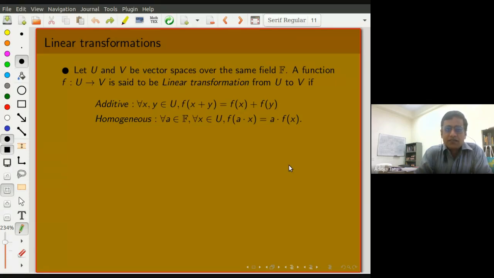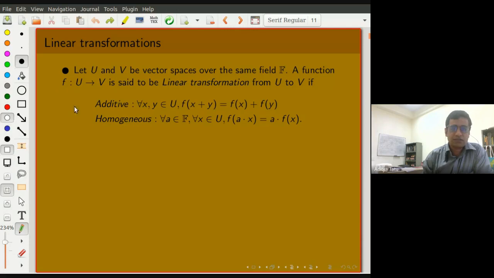Okay. So let's say we have two vector spaces, U and V. The important condition is, as you can read on the slide, that both of these vector spaces, U and V, are assumed to be defined over the same field. Okay, that is important. Once you have two such vector spaces over the same field F, a function from U to V is said to be a linear transformation from U to V if it satisfies these two conditions.